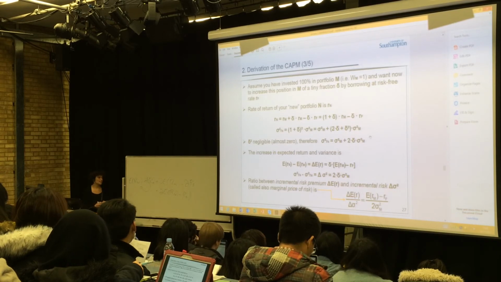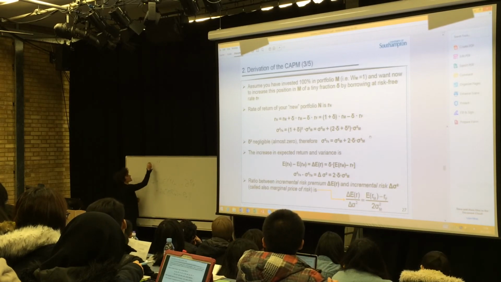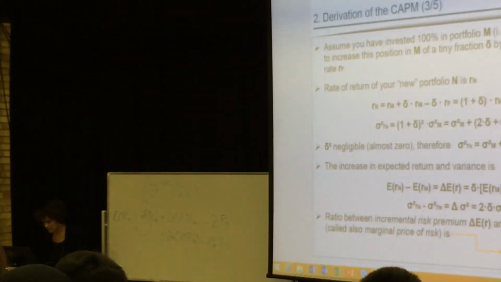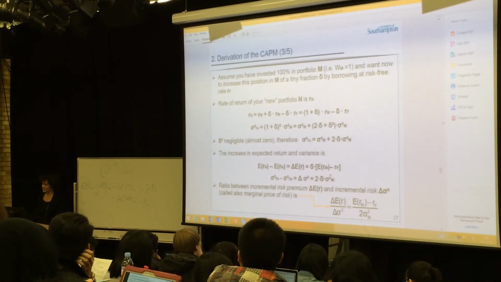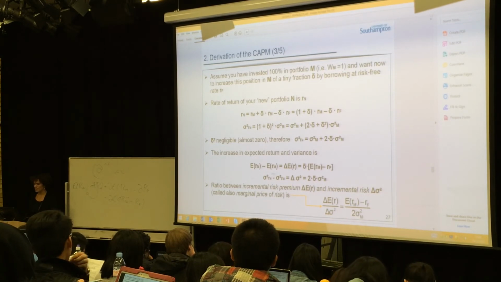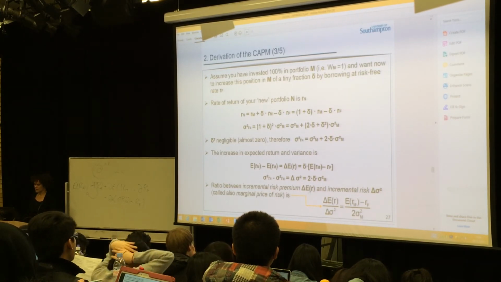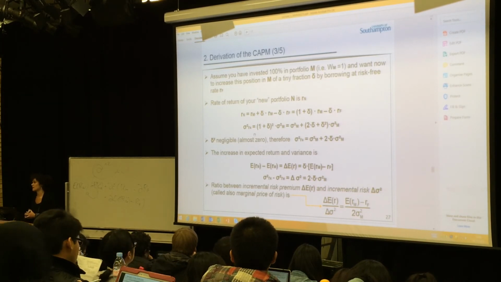Then, since delta is a very small number, I can say that this term here is almost zero, so I can just assume that this cross product is zero. So at the end I can see that the incremental risk of this investment is just equal to this quantity here. Then if I do the ratio, I can also do the ratio between my risk premium and the incremental risk from investing in M.